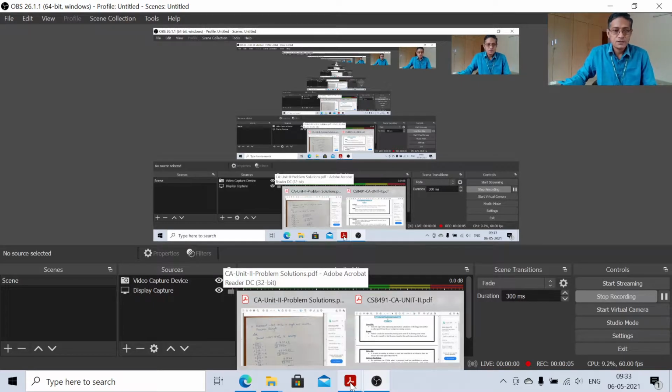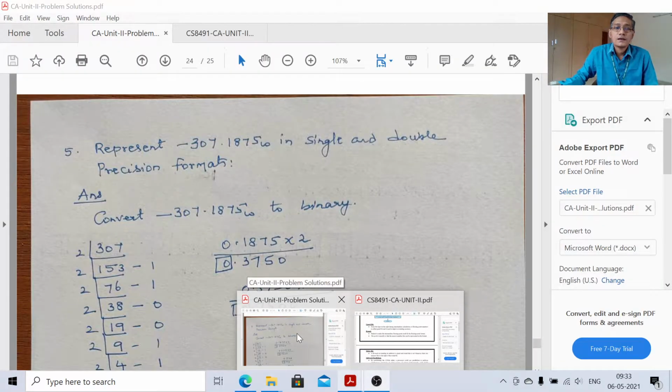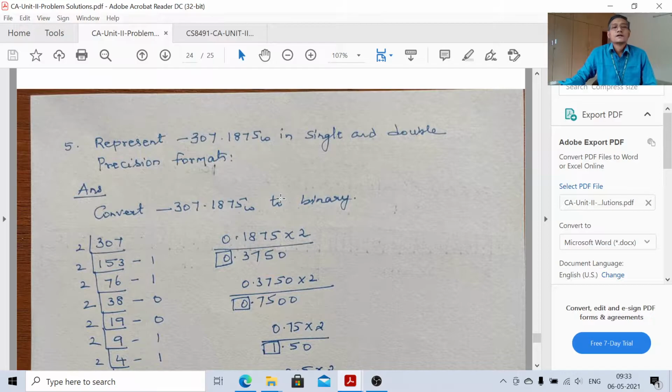So in this particular lecture, we are going to learn about representing a particular number in floating point format, single precision floating point format and double precision floating point format. So we will take up an example straight away. Represent minus 307.1875 to the base 10 in single and double precision format. So this is the problem for us.